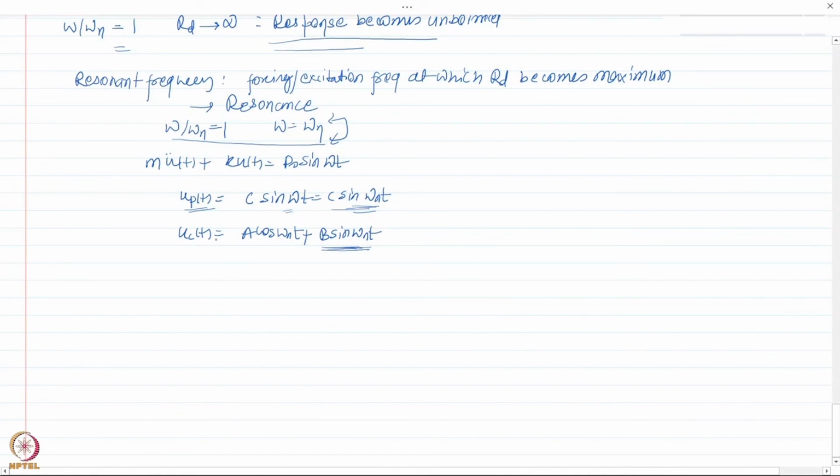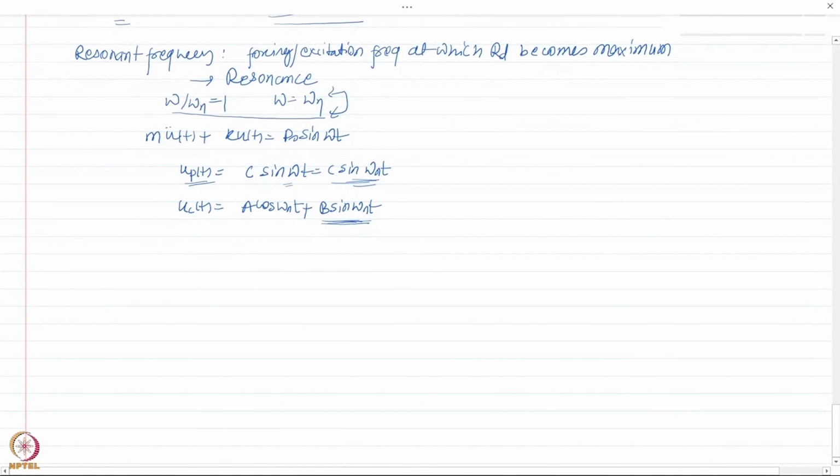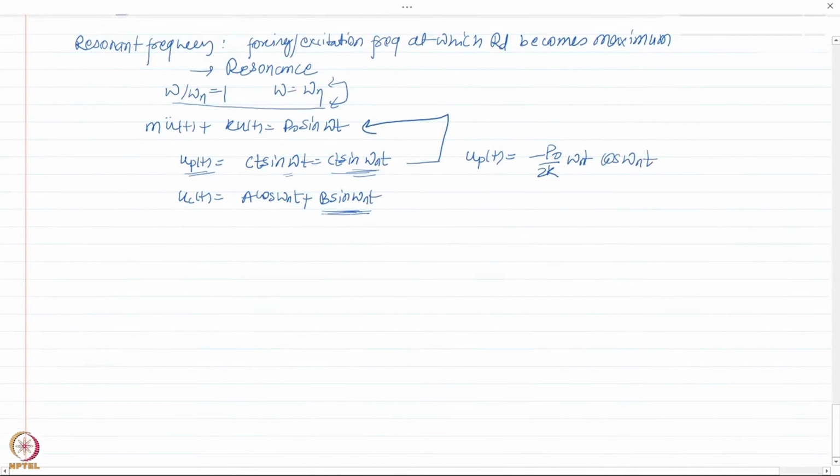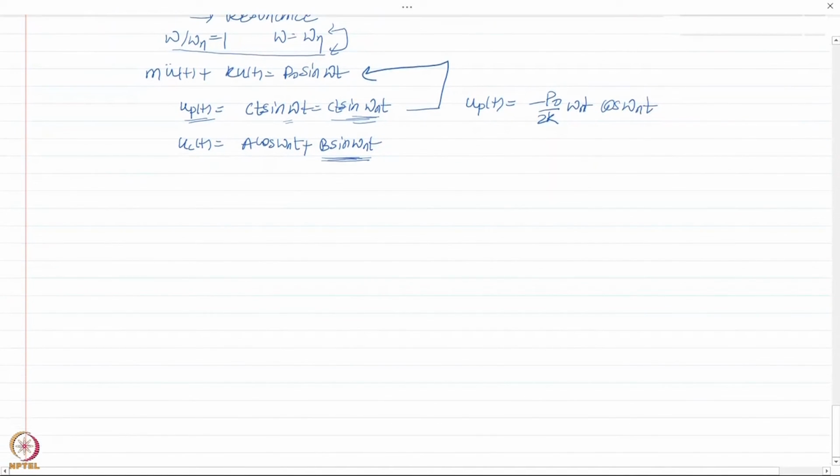So for these types of cases, the solution is obtained by assuming u_p(t) equal to C t, the time term, as this. And if you substitute this in this equation, you will obtain the particular solution as, and you can do that calculation yourself, you can obtain that as cos omega n t.